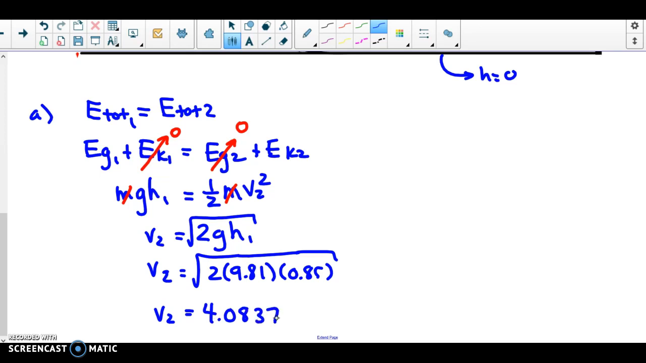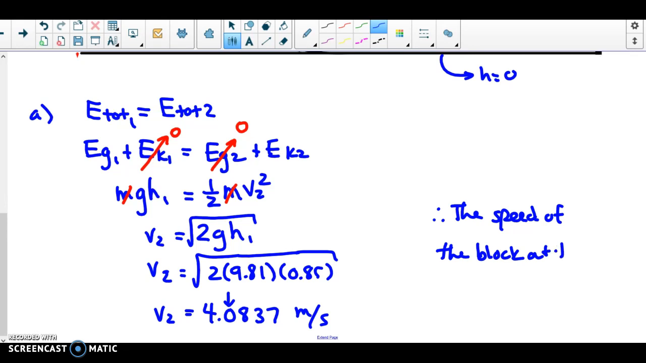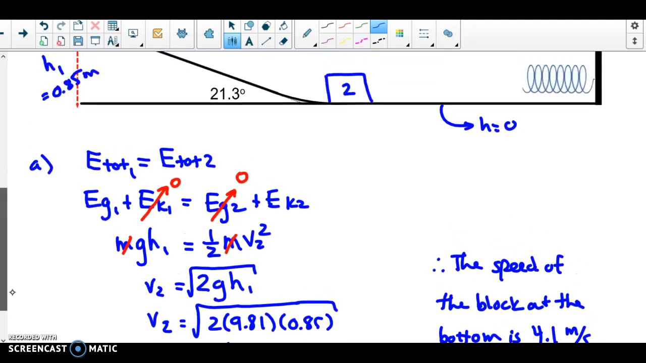And I get this number, 4.0837 meters per second, rounded to 2 significant figures. So the speed of the block at the bottom is 4.1 meters per second. Now on to part B.